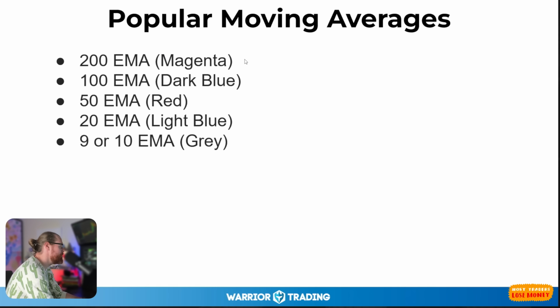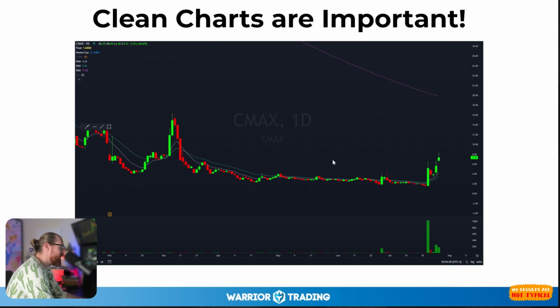I have the 200 in magenta, the 9 in light blue, the 20 in light blue, and then the 9 in gray. When we look at the chart here, you'll see that the 200 moving average is way up here at about $20 a share. I'll talk about how I use these moving averages on different time frames to help me see buy and sell signals, as we get more into the strategy.